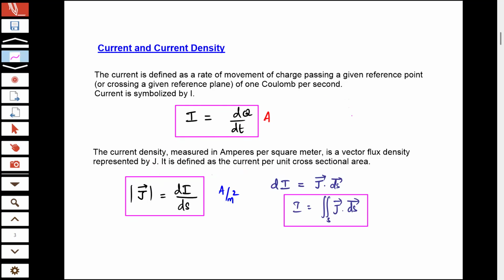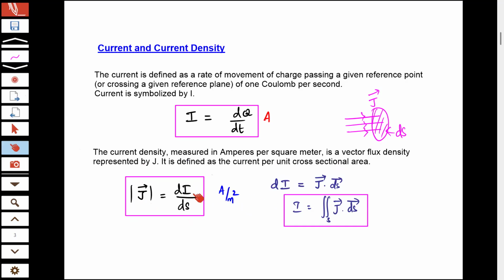So if I want to describe this, there is a flow of current. If we consider a cross-sectional area, through this cross-sectional area, how much current is crossing? That is defined as the current density vector J. We can give this definition as current per unit cross-sectional area. Mathematically, we can give dI by dS, where dS is the cross-sectional area and dI is the amount of current crossing this cross-sectional area. This is the current density magnitude given with the units of ampere per meter square.